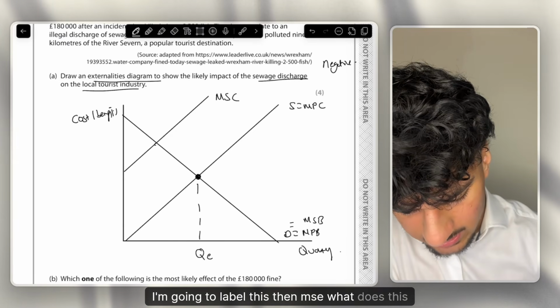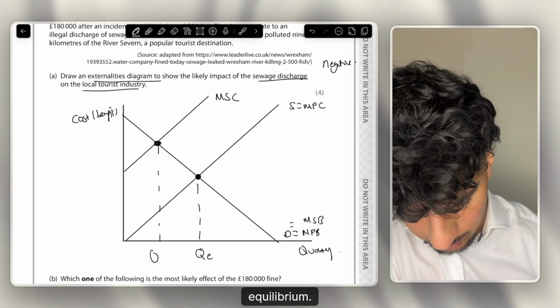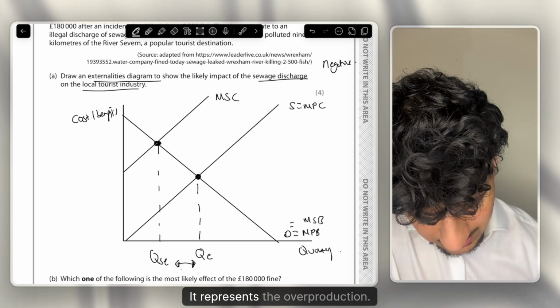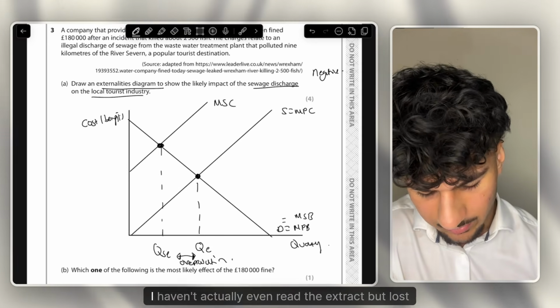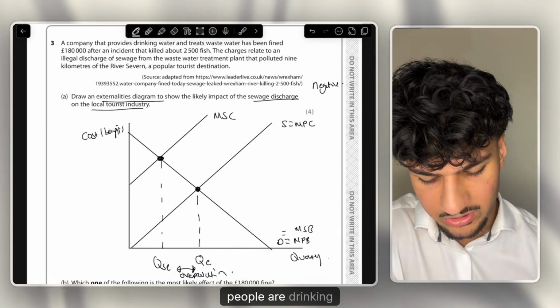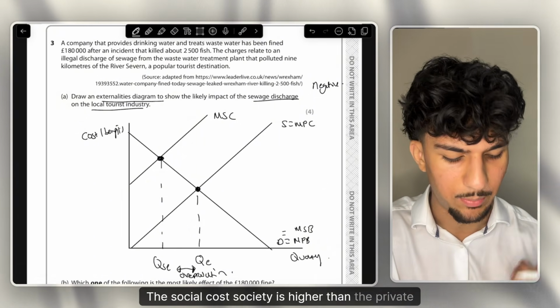Then MSE, what does this point now represent? This point represents the socially efficient equilibrium. So what does the gap between QSE and QE represent? It represents the overproduction. So since this is talking about pollution, I haven't actually even read the extract, but lots of pollution, I think fish, water, people are drinking polluted water. The social cost of society is higher than the private cost.